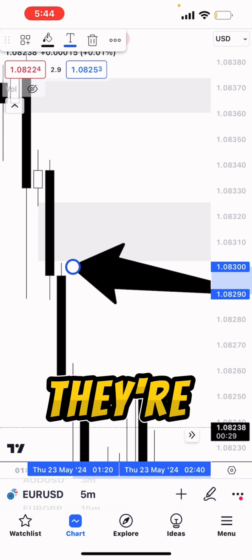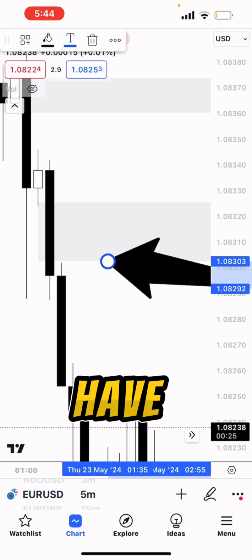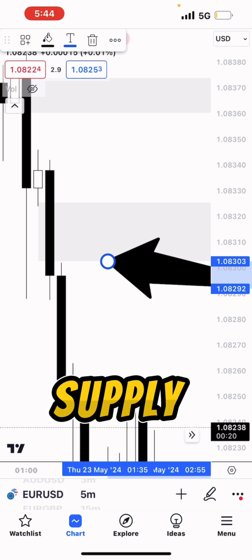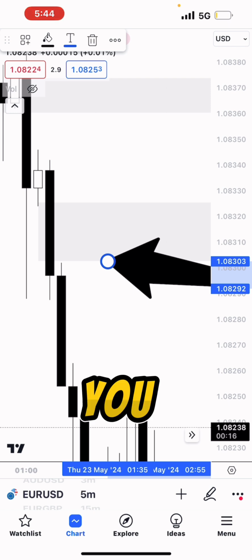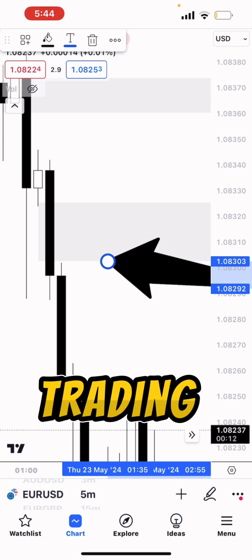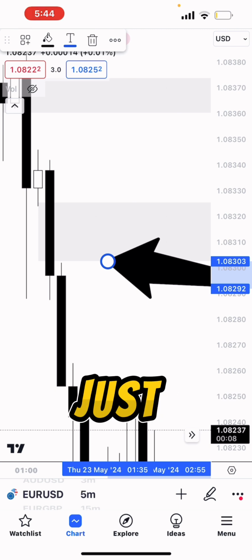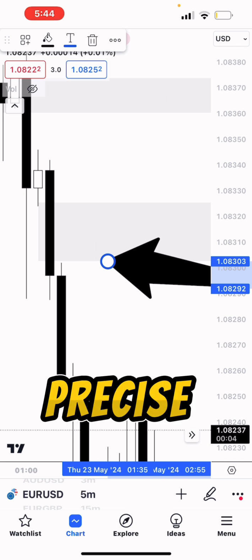They're going to tap into these areas with a wick. When you're trading smart money concepts or ICT or whatever, and you're trading supply and demand, most of the time you'll have minimal drawdown on your entries, meaning the price won't hang out in the stop loss for long. It'll just tap and go and will instantly be in profit because we're trading at precise price levels.